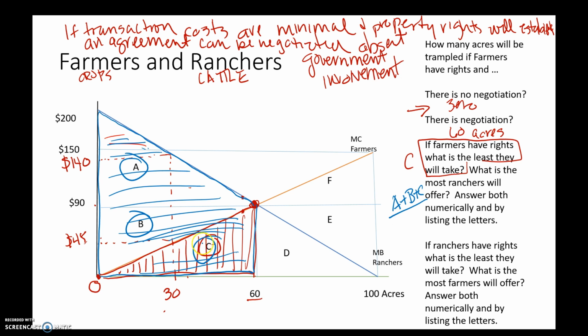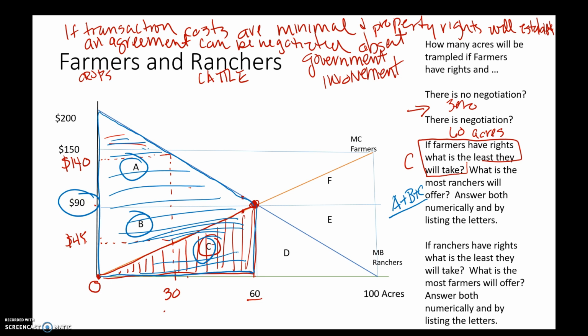So the farmers will take at least C. The ranchers are willing to give A, B, and C. So somewhere in between there, they're going to negotiate a price. And the price they negotiated by this graph is 90. So again, that's if the farmers have rights.